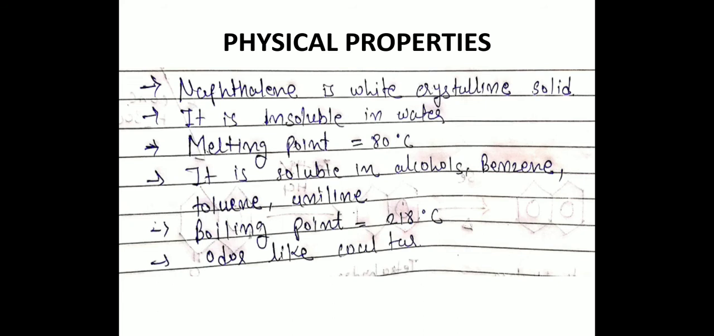Let us list out physical properties of naphthalene. Naphthalene is a white crystalline solid. It is insoluble in water. Melting point of naphthalene is around 80 degrees Celsius. It is soluble in alcohol, benzene, toluene and aniline. Boiling point of naphthalene is around 218 degrees Celsius. It has an odor like coal tar odor.